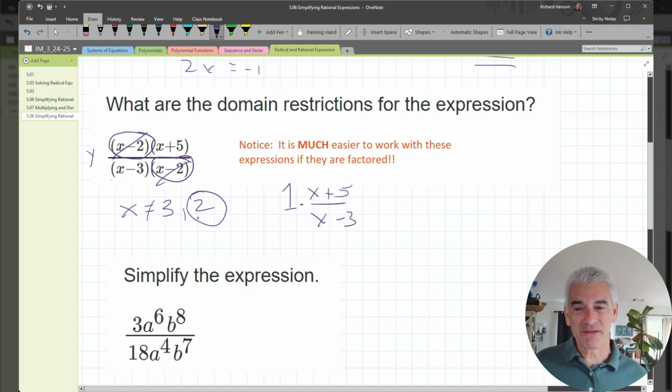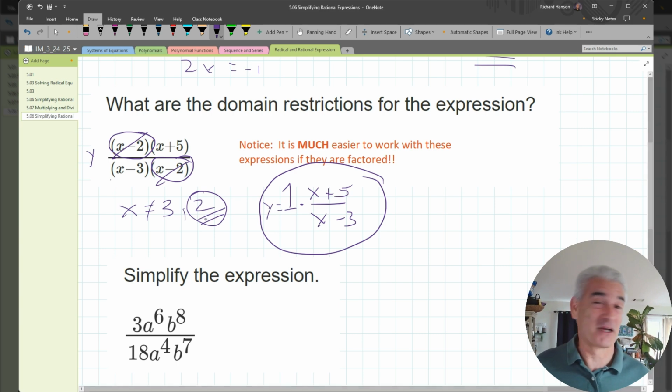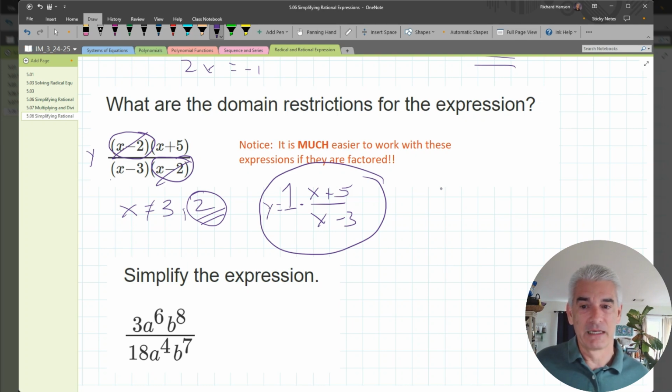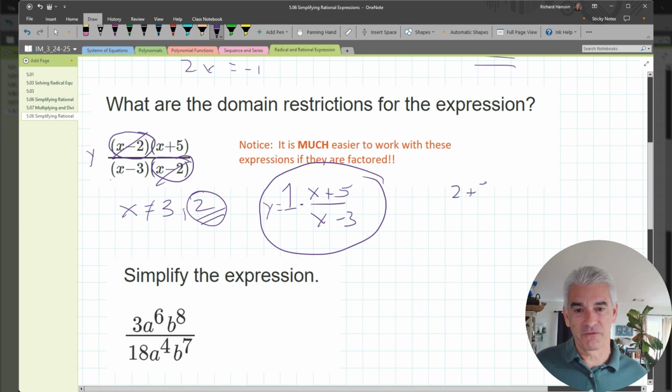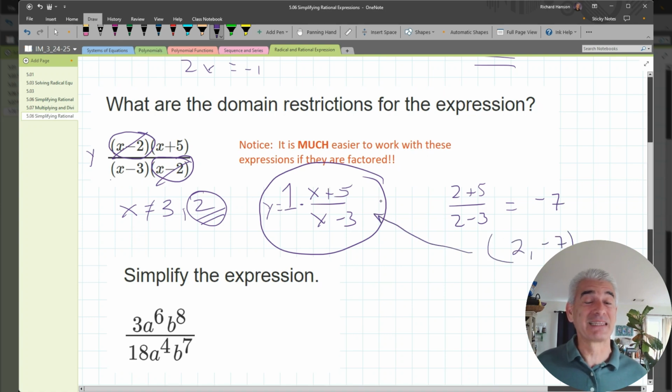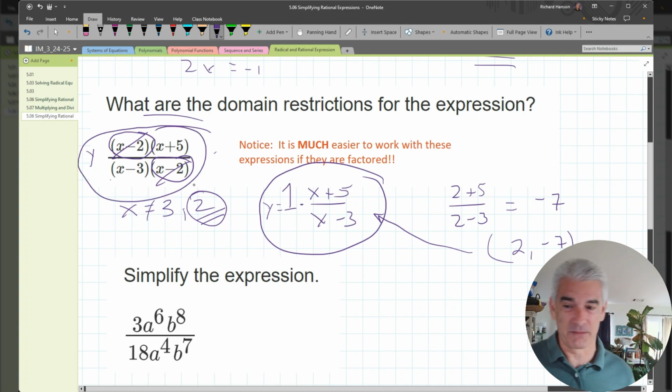but we have to make sure we exclude the point on the graph where x equals 2, because this graph will have a point at x equals 2. I'm not sure what the y coordinate is, but we could just plug in. It looks like it would be (2 plus 5) over (2 minus 3), so the y coordinate would be -7. So the point (2, -7) shows up on this graph, but I actually have to leave it out if I'm graphing the original function, because you're not allowed to plug in x equals 2, since it would make the bottom 0.